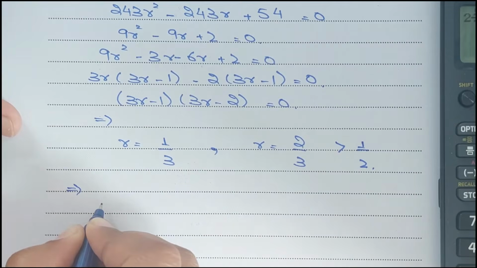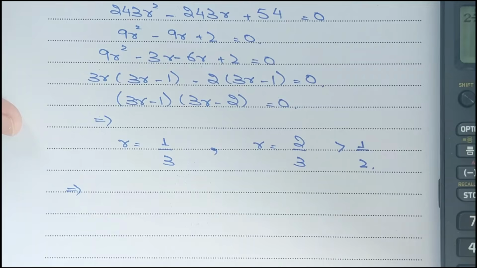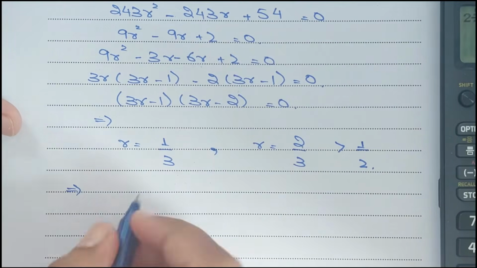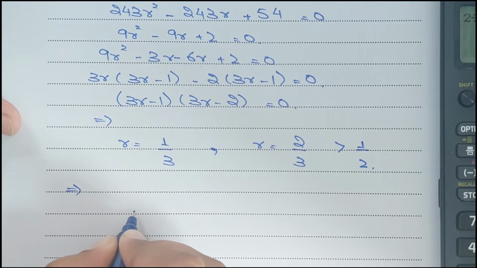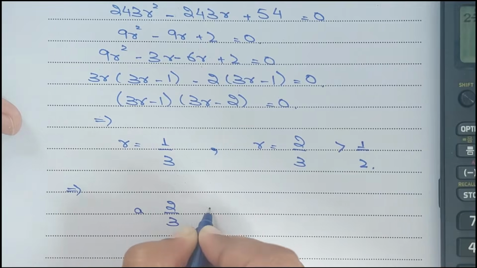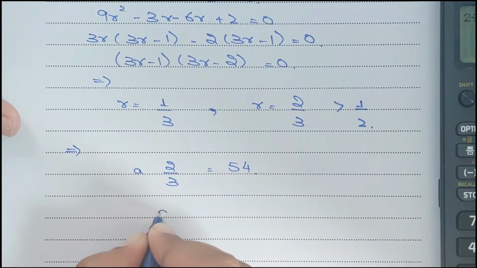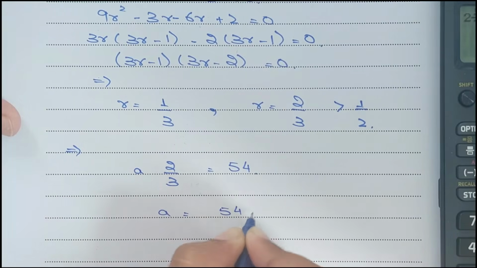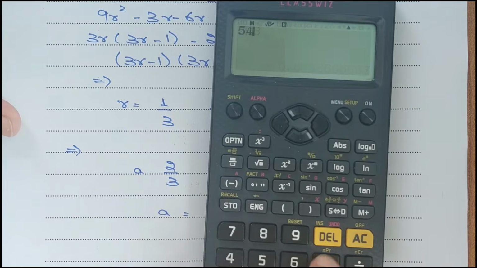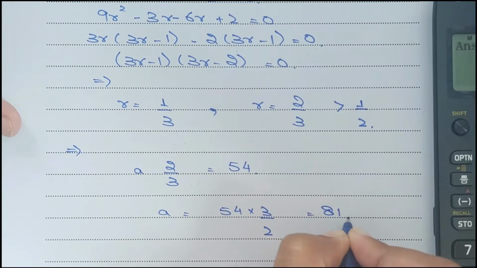Okay, now we need to find the 10th term. For the 10th term we need the first term and the common ratio. We have the common ratio. Now A2 we have been given, which is A into R. R is 2 by 3. It is 54. Let me solve for A from here. So A would be equal to 54 times 3 by 2. Okay, 54 times 3 divided by 2 is 81. 81 is the A value.